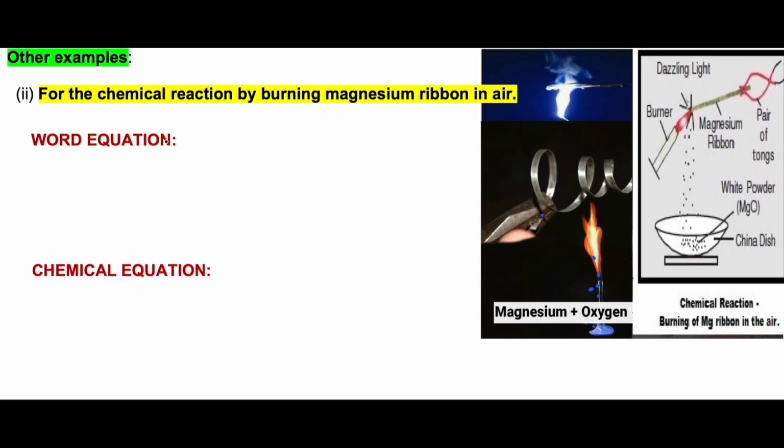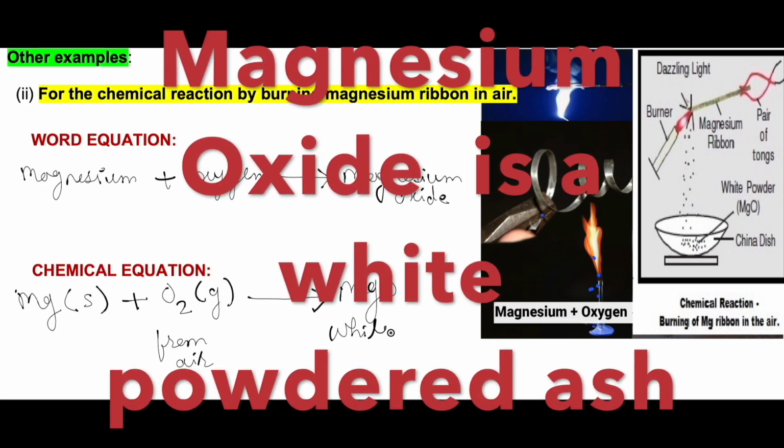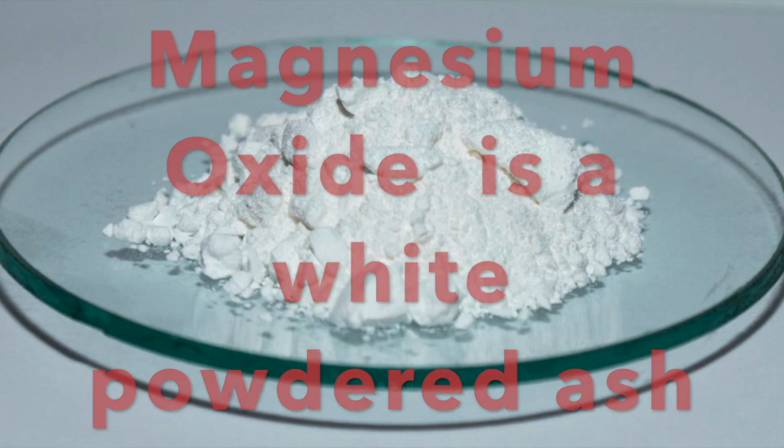Here the word equation for this chemical reaction is magnesium plus oxygen gives magnesium oxide, and the chemical equation for this word equation is written in the form of symbols. So the symbol for magnesium is Mg. It is solid in nature, plus oxygen, O2, gaseous in nature. This oxygen is available from air. On burning, it gives magnesium oxide. Magnesium oxide is available in the form of white powdered ash.